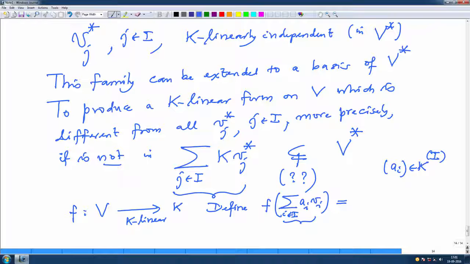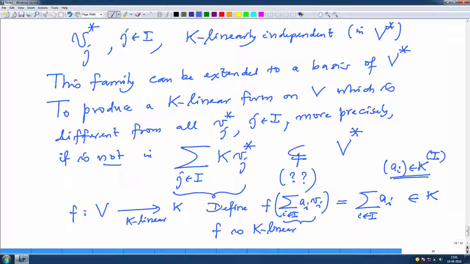So, what can it be? It is very simple, because this tuple is here. Let us look at the summation of a_i. This makes sense. This is again an element in K. So this defines a linear form. One has to check that F is K-linear, but that is more or less obvious.